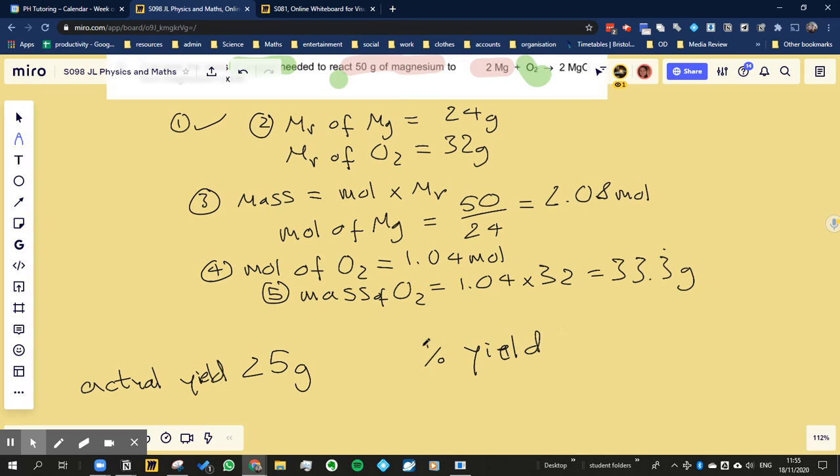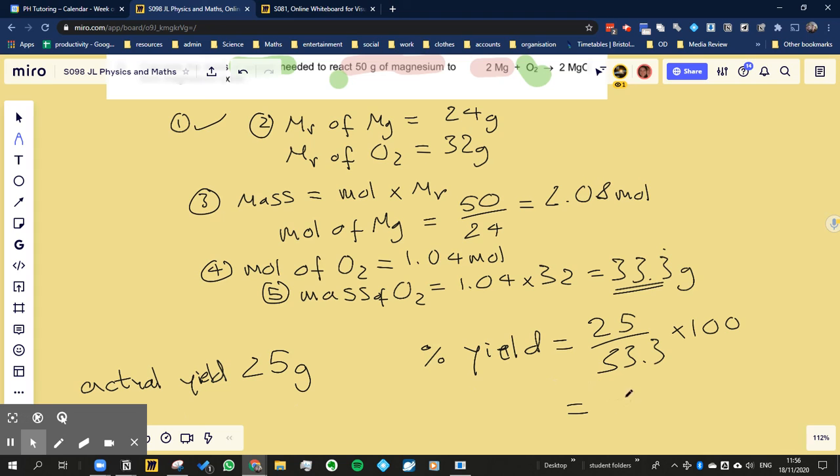There is a formula for this, but again, it makes sense to understand the formula from common sense. So the percentage yield, let's understand what it means. It means simply what percentage of the maximum yield, which we've worked out here, did we actually get? We got 25 grams, so we're simply asking what percentage of 33.3 is 25 grams. So you're just going to do 25 over 33.3, and then times 100 to turn it into a percentage, which on this occasion gives me around about 75%.